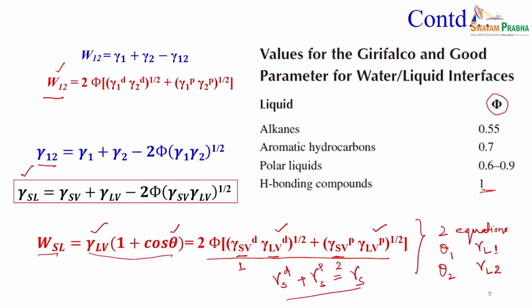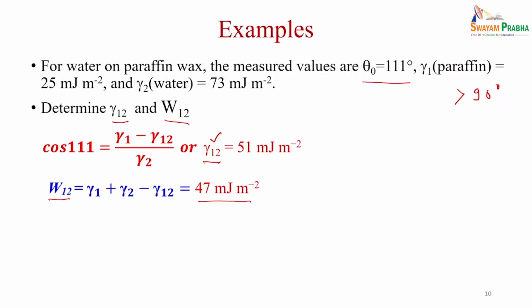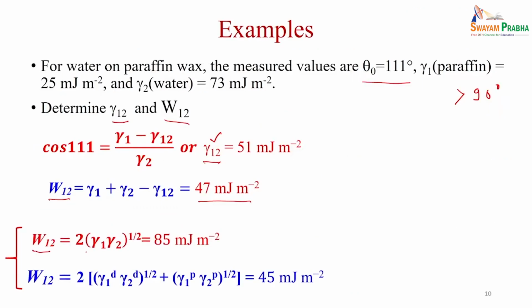Now, if you remember the Girifalco and Good's equation, it says the work of adhesion is simply twice the geometric mean of gamma 1 and gamma 2. So, we are taking twice into 25 into 73 to the power half. Its value is coming out to 85 millijoule per meter square. What does it mean? It is not matching with this. So, this is incorrect. So, we have to again expand the gamma 1 and gamma 2 in terms of their polar component and dispersive component.